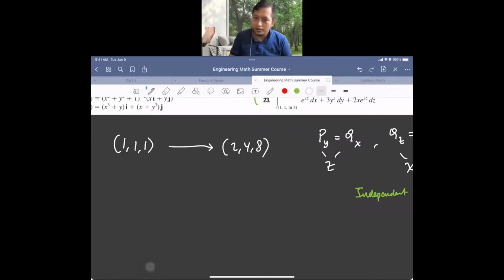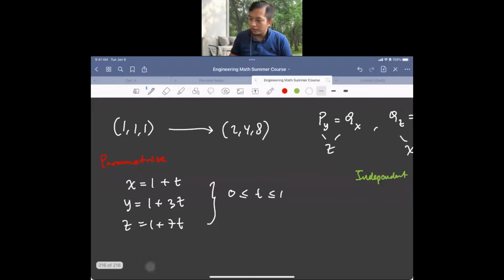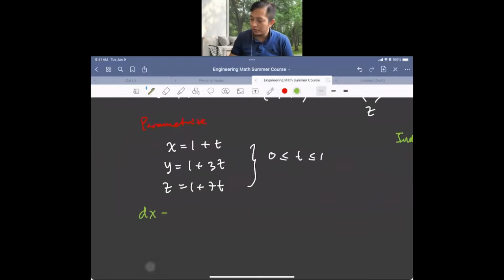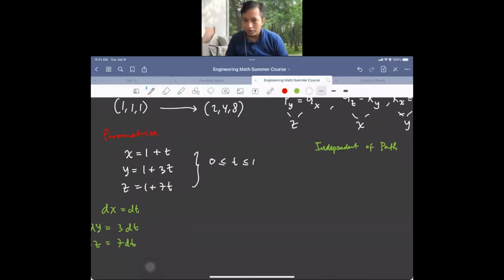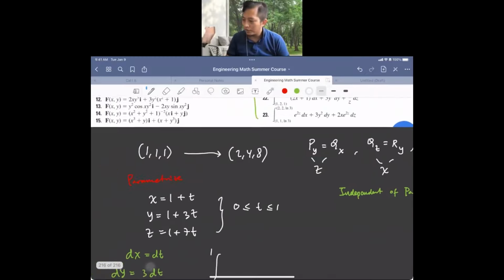Okay, and then from 111 to 248, we could parameterize. 1 becomes 2, 1 becomes 4, and 1 becomes 8. So x is 1 plus 2t, or not 2t, 1 plus t, sorry, because it's 2, right? And then y is 1 plus 3t, and z is 1 plus 7t. Then we get t from 0 to 1. We take the differentials first, so dy becomes 3 dt and dz is 7 dt, and then we substitute.